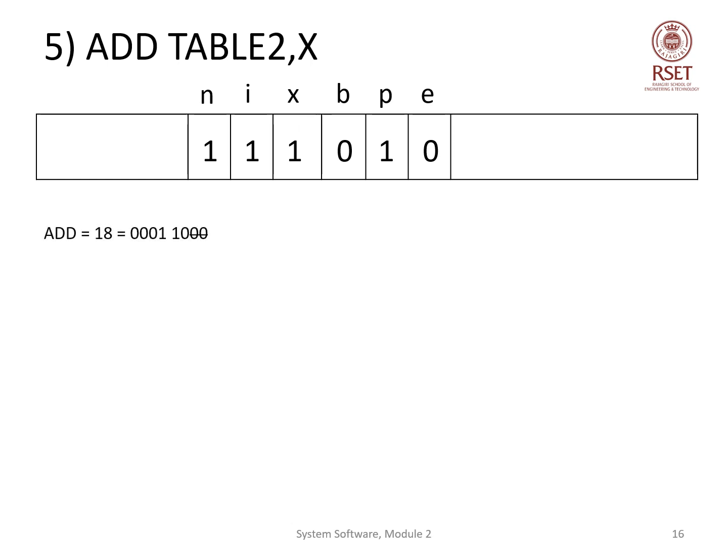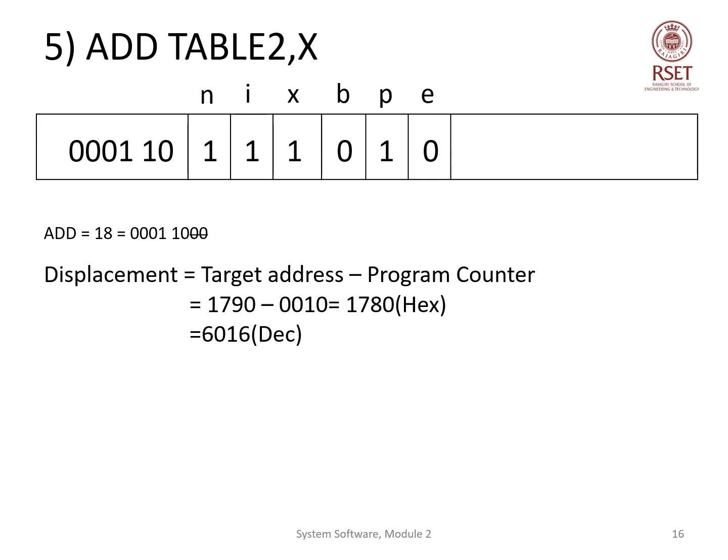Then add as 18. We ignore the last 2 bits, put the rest in the first column. Now in place of the 12-bit displacement, we have to find the displacement, and displacement is given by target address minus program counter. So it is 1790. That is address of table 2 minus program counter, which is the address of the very next instruction after add table 2 comma x, that is 0010. When we subtract, we'll get 1780 in hex.